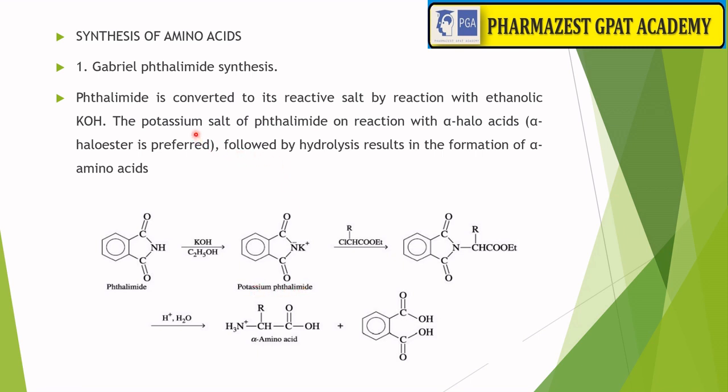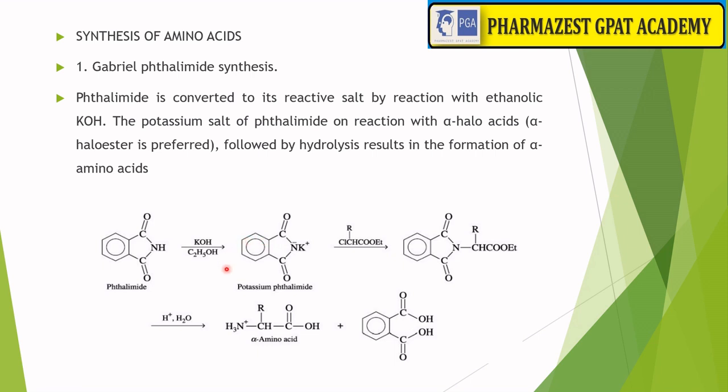The potassium salt of phthalimide reacts with alpha halo acids. The carbon that is attached to the functional group bearing carbon is called the alpha carbon. This is the alpha carbon. As the alpha carbon is attached to chlorine, such compounds are known as alpha halo acids. This is followed by hydrolysis, which results in the formation of amino acids.